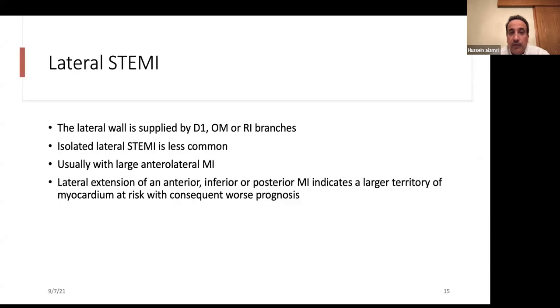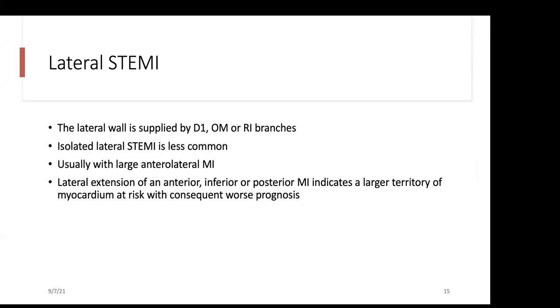The lateral wall is usually supplied either by D1, by the first obtuse marginal or the second, and sometimes by the ramus. Usually lateral STEMI is part of the anterior MI. However, isolated lateral MI is much less common than anterolateral MI. Lateral extension can occur in the anterior, inferior, or posterior MI. It indicates a large territory of myocardium at risk with worse prognosis.